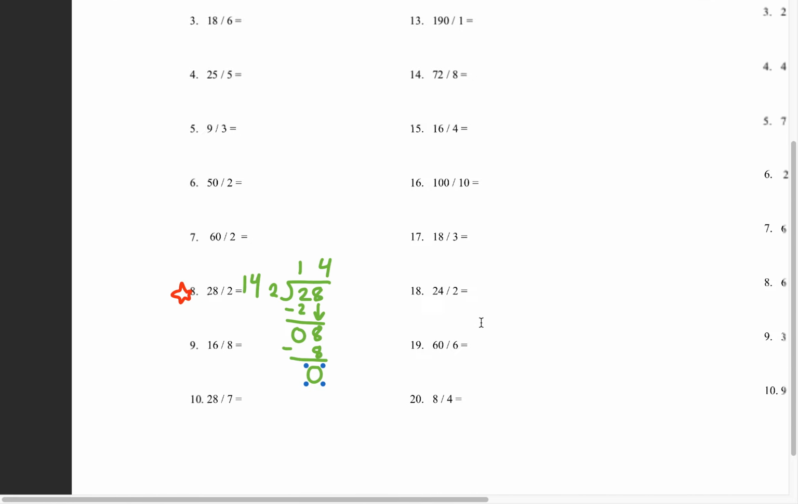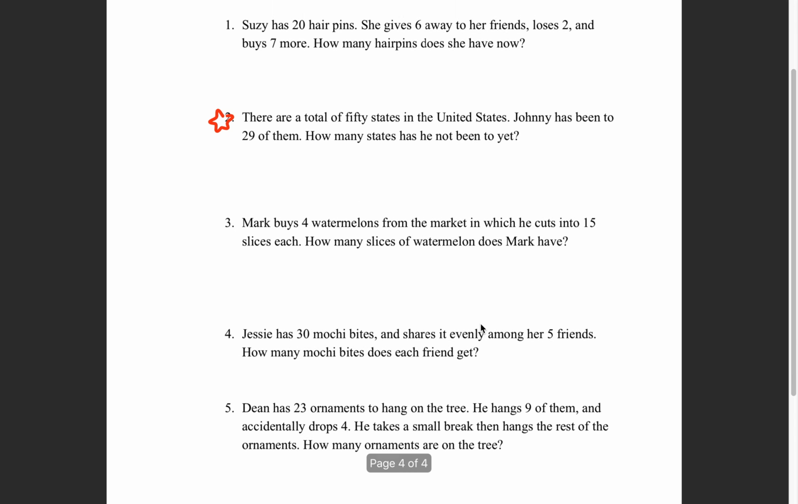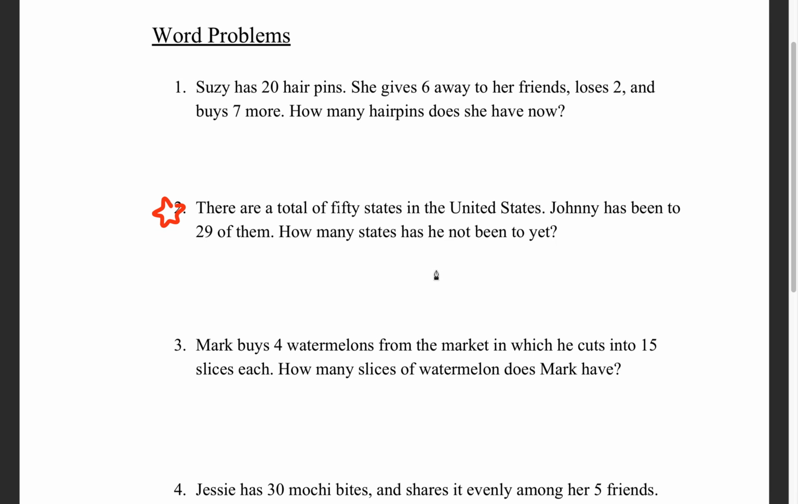Okay, now let's look at the last example. There are a total of 50 states in the United States. Johnny has been to 29 of them. How many states has he not been to yet? So we're looking for how many states he hasn't gone to. If there's a total of 50, that's basically the sum, and we're trying to find the rest of the states he has not gone to.